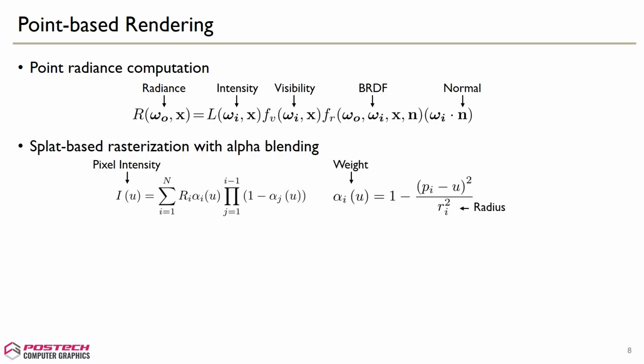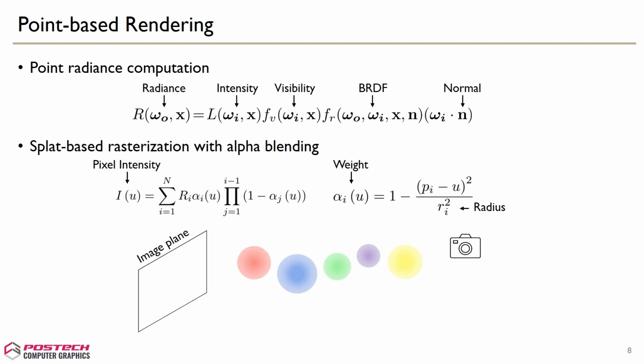We compute the radiance for each point with the following equation. Once the radiance of each point is computed, we project the points to the camera viewpoints using point splatting.